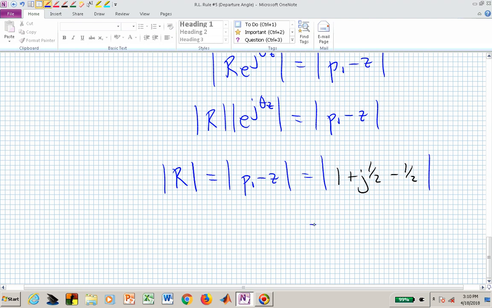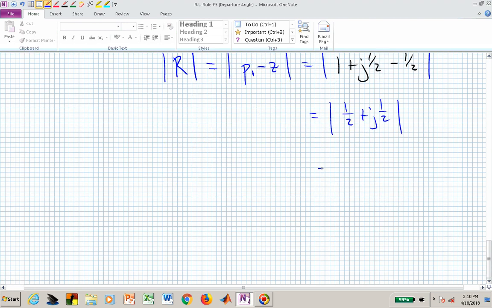This isn't too challenging to do the algebra. Now we have 1 half plus j 1 half. We now have equal distance of 1 half horizontally, 1 half vertically in our rectangular coordinates. We can now find the hypotenuse of that, and that's a right triangle, so we know this is the square root of 2 times 1 half in terms of magnitude, or the radius now is the square root of 2 over 2, or 0.707.